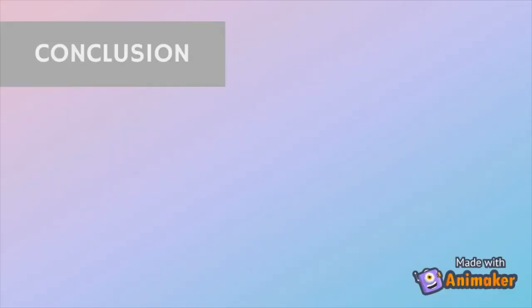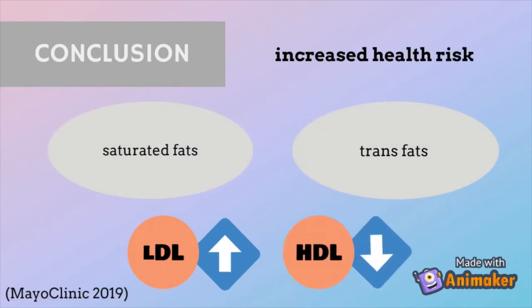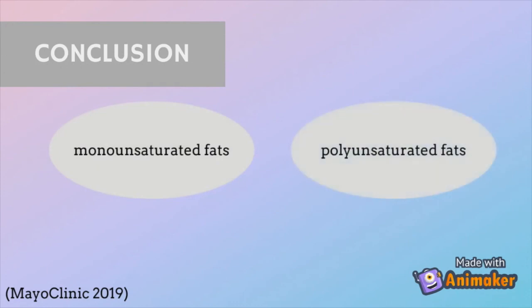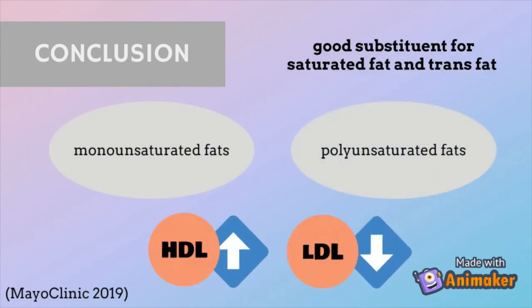In conclusion, foods that are high in saturated fats and trans fats will raise our LDL levels and lower our HDL levels, thus affecting our health by increasing our risk of getting cardiovascular diseases. While on the other hand, foods that contain monounsaturated and polyunsaturated fats raise our HDL levels and lower our LDL levels, which makes them a good substitute.